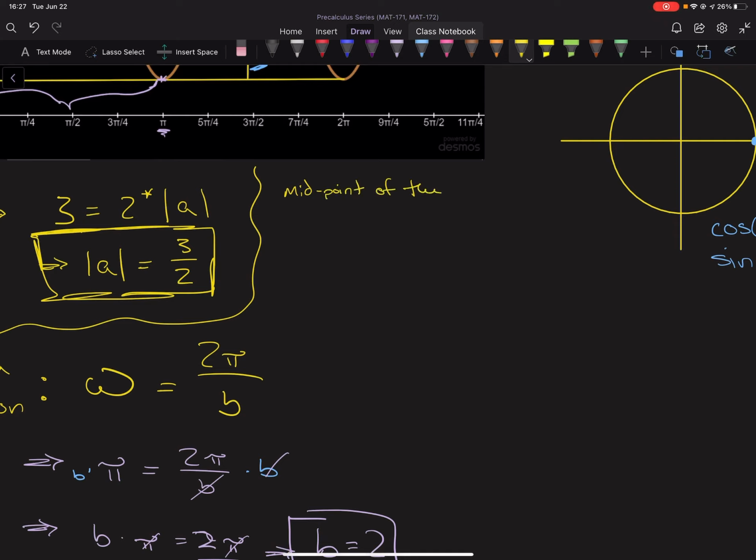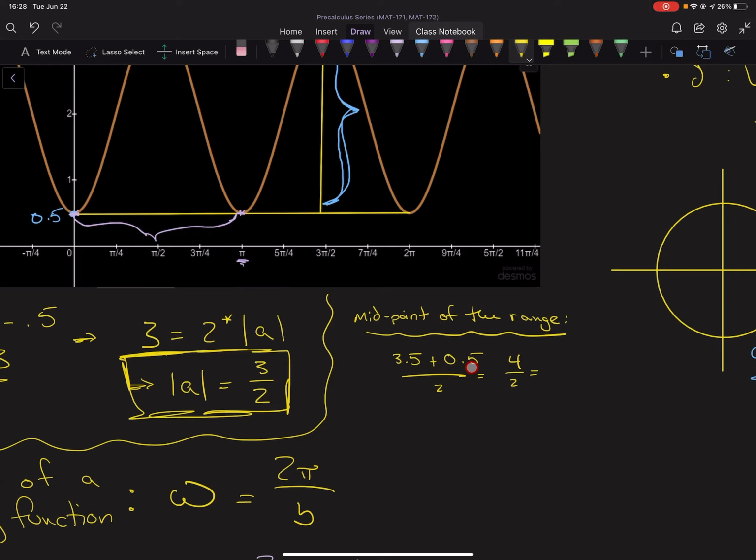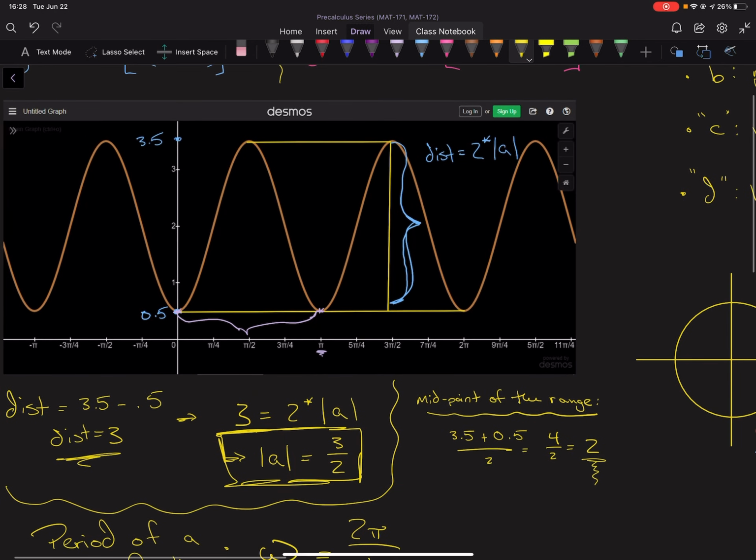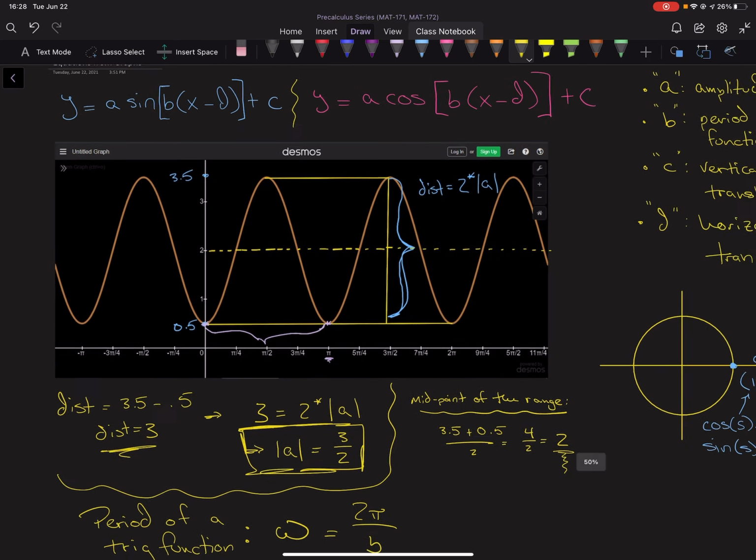So the midpoint of the range will be 3.5 plus 0.5. That's going to give us 4. And 4 divided by 2 is equal to 2. Yes, that is the midpoint I was looking for. So the halfway point for our graph is going to be along this dotted yellow line here. And this halfway point will help us determine how much it's been shifted up.